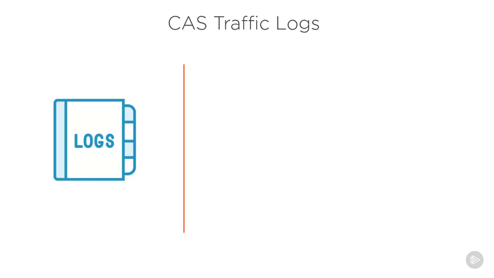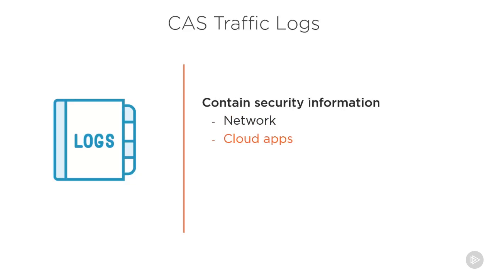In addition to alerts, we also have traffic logs that we can use for monitoring what's going on within CAS. These traffic logs will contain security information, and that security information could be about the network as well as about the cloud apps that we've created. We also need to figure out how we're going to upload the content into these logs.